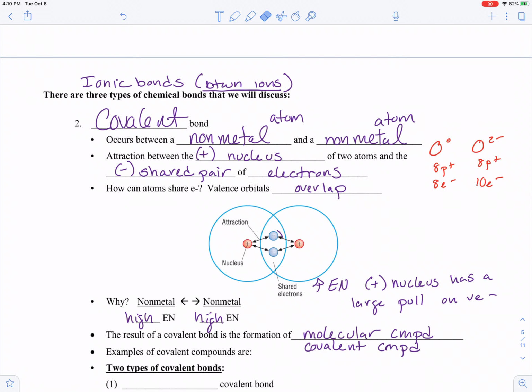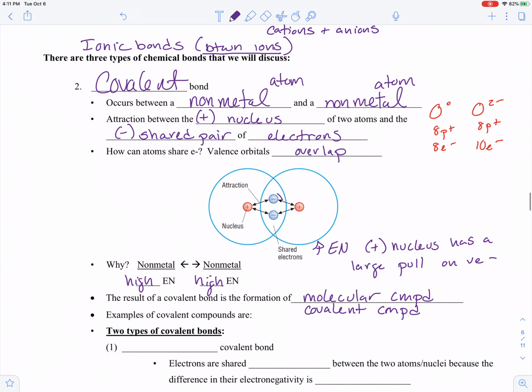These notes are going to go over covalent bonding. So last class we talked about ionic bonds, and ionic bonds occur between ions. Remember, it occurs between positively charged cations and negatively charged anions. Covalent bonds, on the other hand, occur between a nonmetal atom and another nonmetal atom. So they basically occur between two nonmetal atoms.